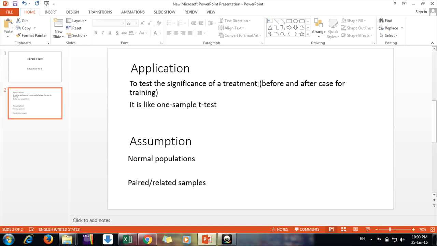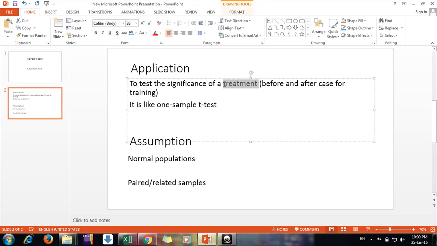Suppose we are giving a treatment to a sample. Suppose you have a sales team of 50 people and we are counting the number of complaints we get from customers, and we send all 50 people to a training. The number of complaints has either been reduced or increased after the training. We want to see the impact. Has the training been useful or not?